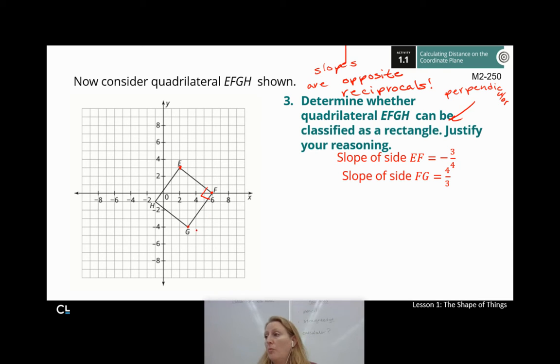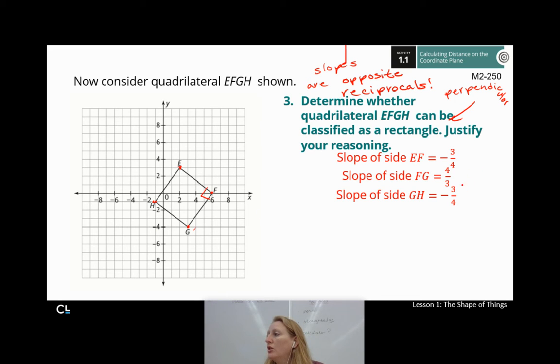Let's find the next slope, GH. And I think it's easier to go from H to G. It's easier to go right to left. So from H to G, I have to go down 3, so that's a negative 3, and over 4, that's a positive 4. So that means the slope of HG is negative 3 over 4.